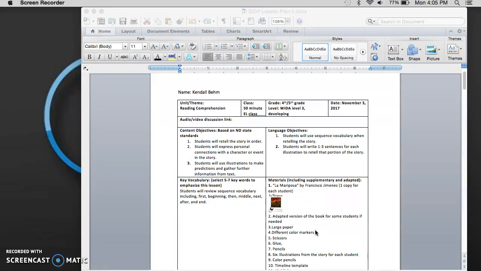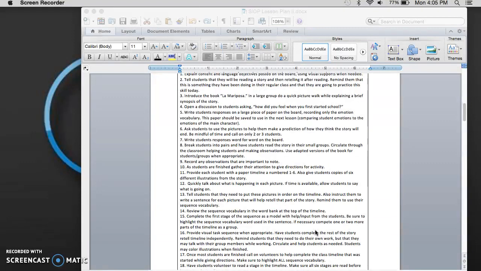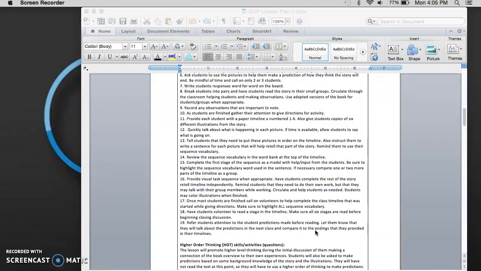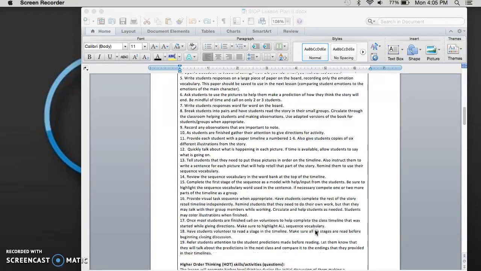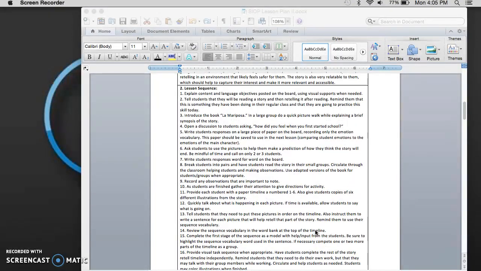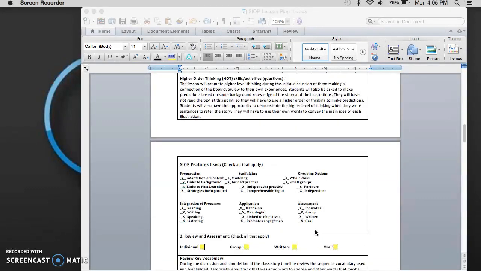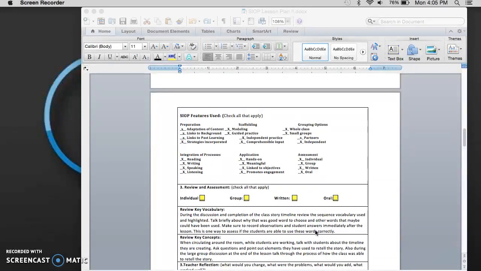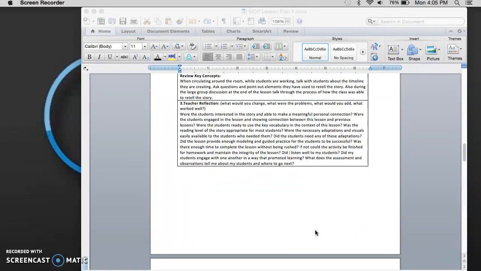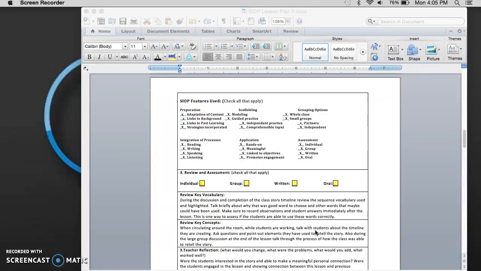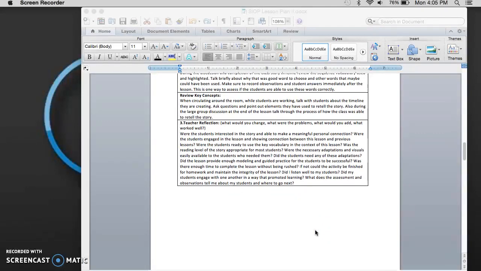And so, yeah, this lesson will allow them to work in pairs and practice their conversation skills with their partner and their reading skills, and there's a lot of discussion and personal connections that the teacher is going to ask them to make, and to create some higher order thinking. And it incorporates most of the SIOP features.